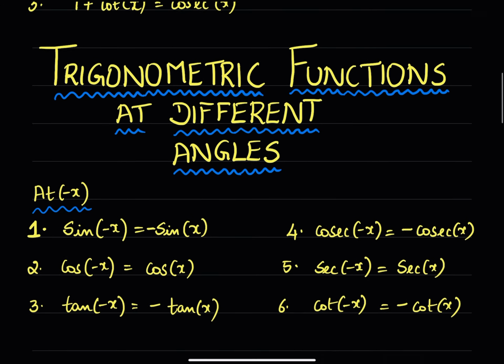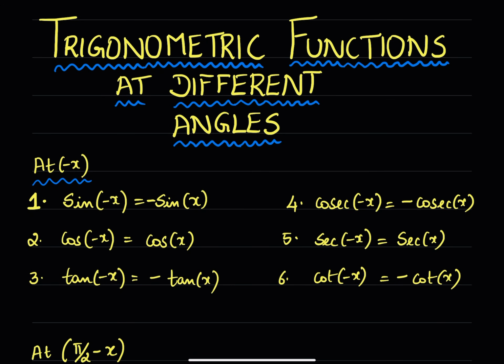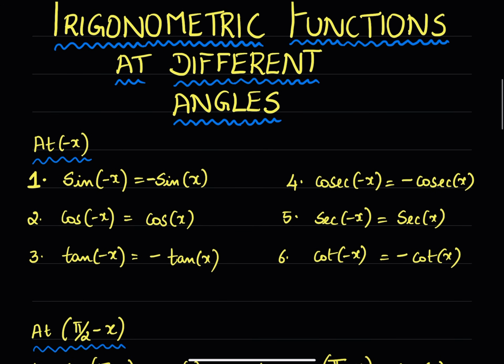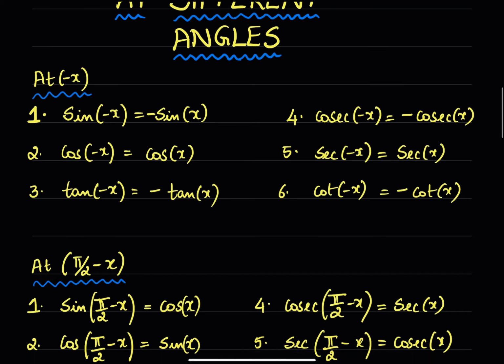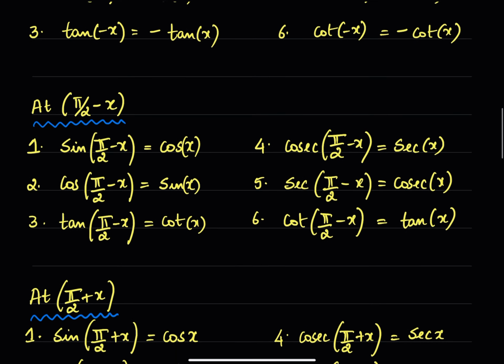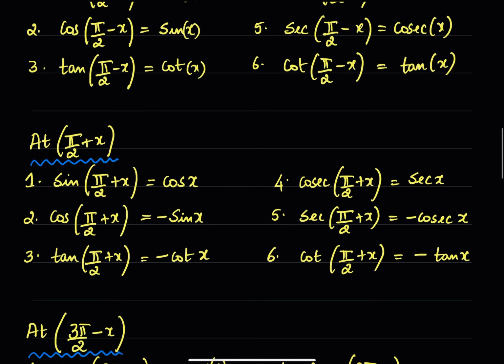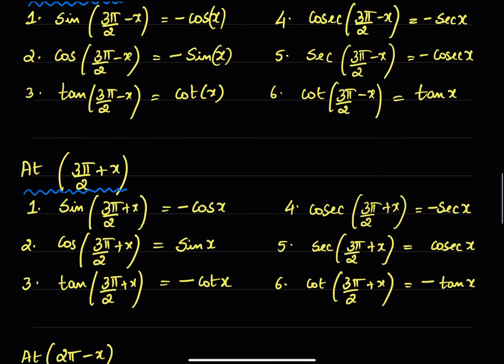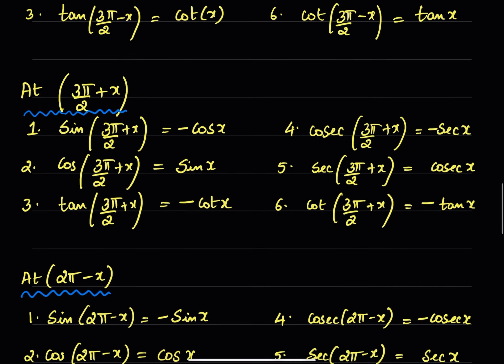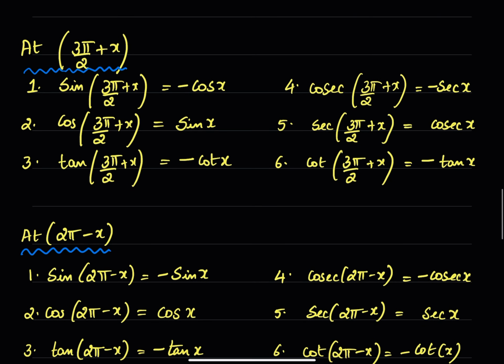After that, we learned trigonometric angles and trigonometric functions at different angles. So basically sine of minus x is minus sine x and all the other things that I've noted down here. So please take a note of this. You can pause the video and then take a look.